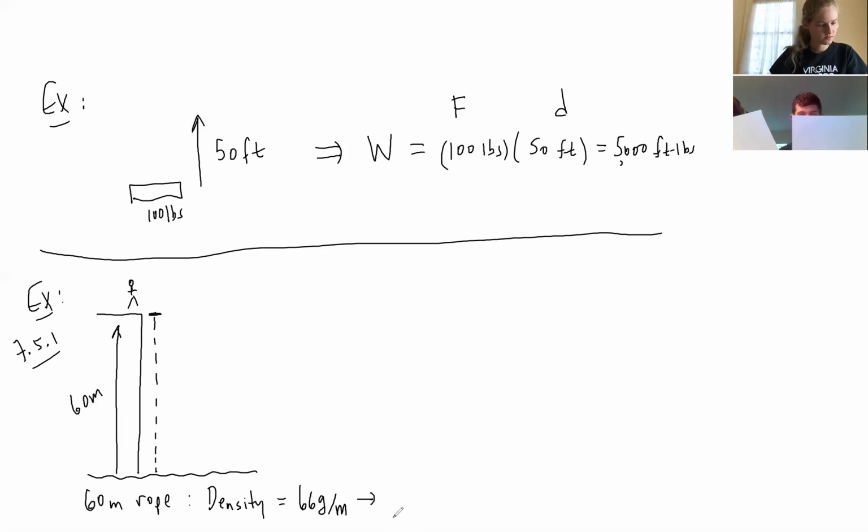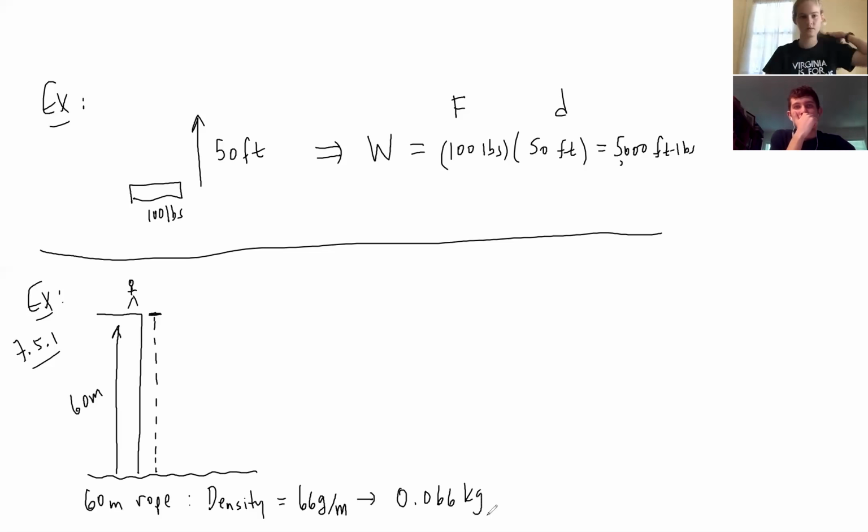Okay. So when you're doing this rope thing, you do have a 60-meter rope. The density, every meter segment in there, is 66 grams. I'm going to go ahead and just convert it. That means 0.066 kilograms per meter, because I want to use newtons, and newtons does not use grams. It uses kilograms.